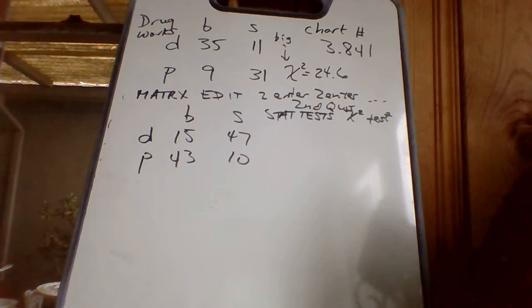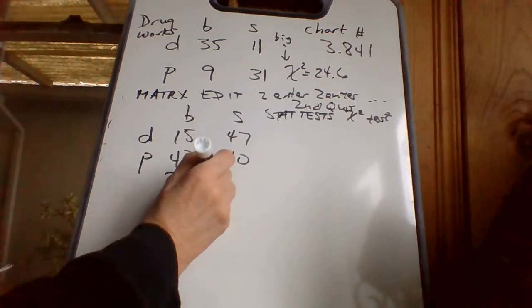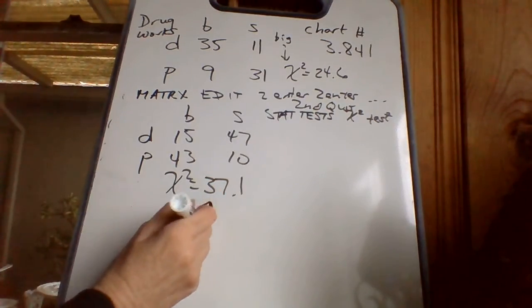And it says chi-squared is 37.06. I'll call it 37.1. Okay, that's big as well. It's bigger than 3.84. It's definitely one of those big numbers. Big, important number.